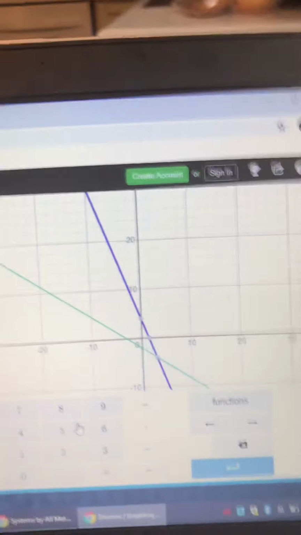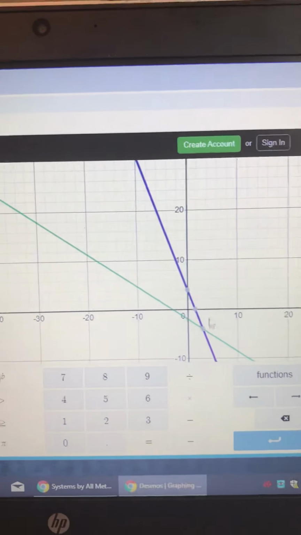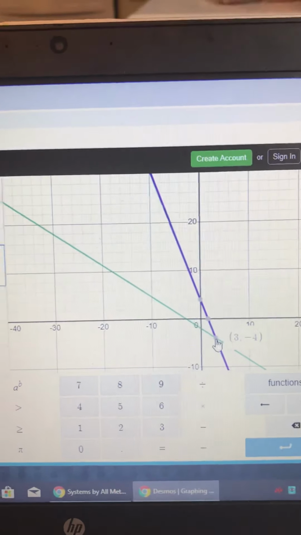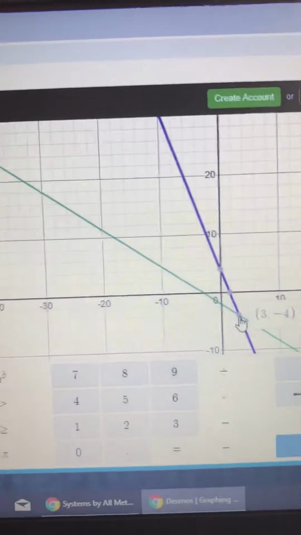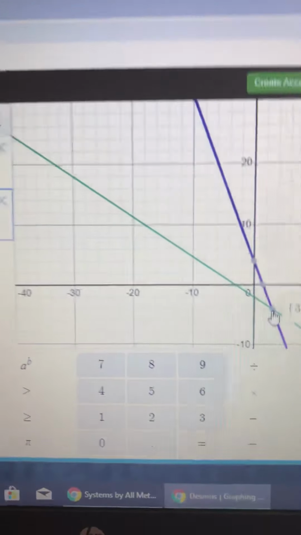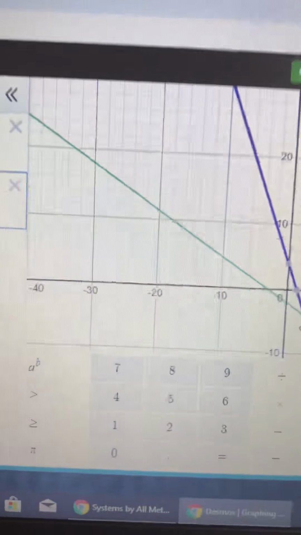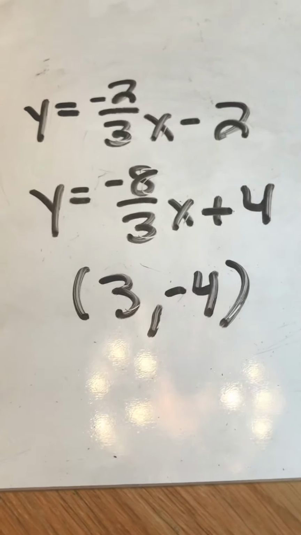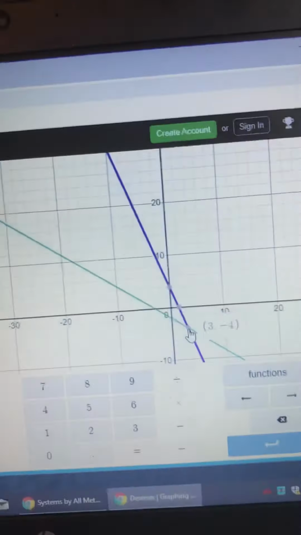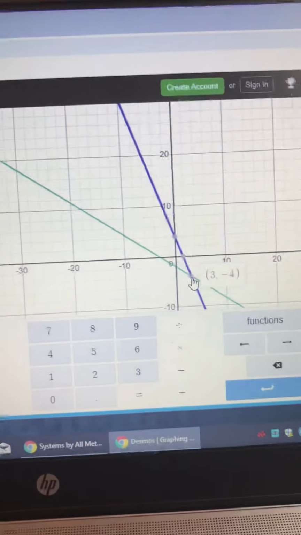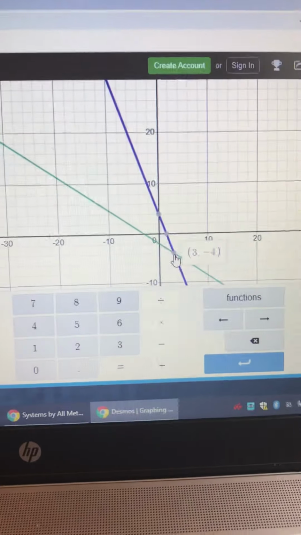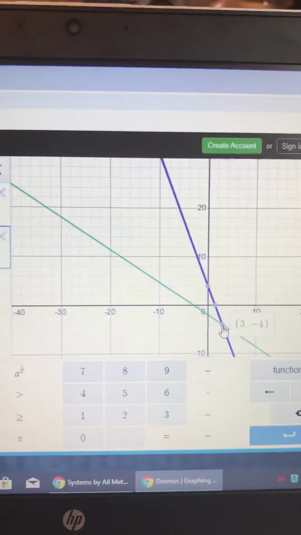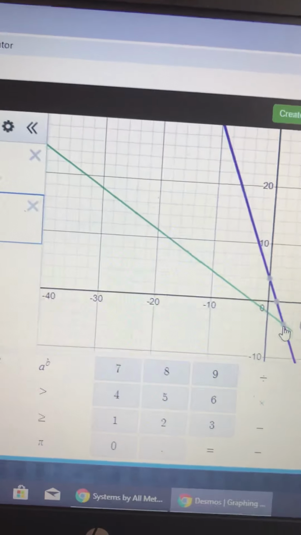How do we find our answer? Again, the intersection point: 3, negative 4. That's the answer to that system. There was our system, we saw how we graphed it, and we found the intersection point. Let's say that we don't have an intersection point. Well, that means that there's no solution.